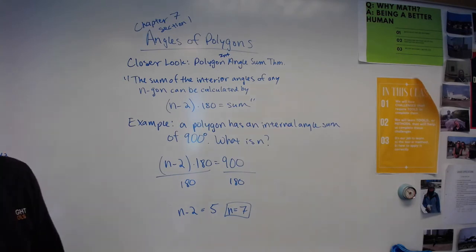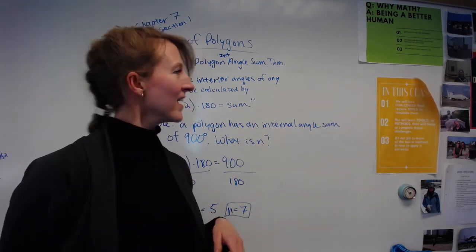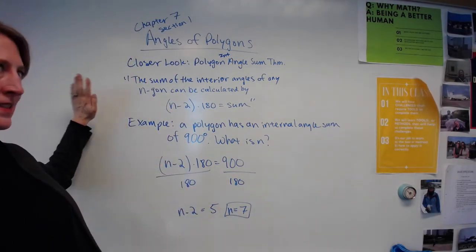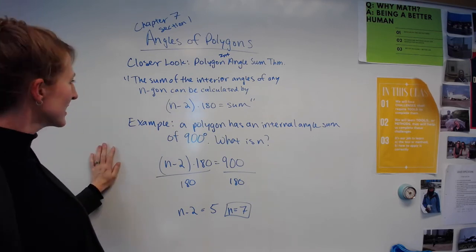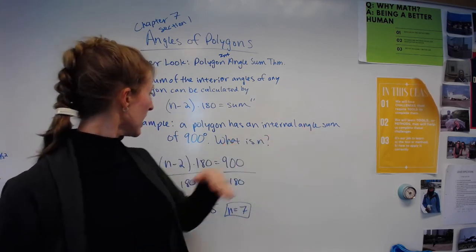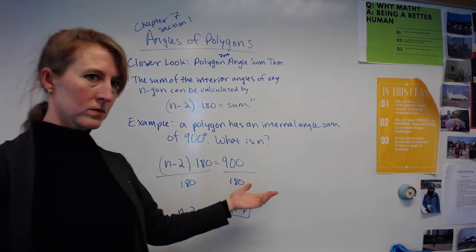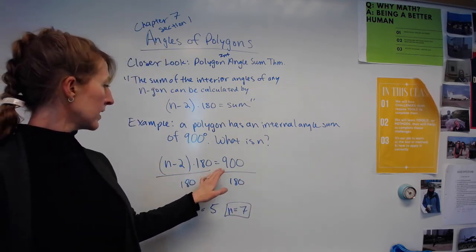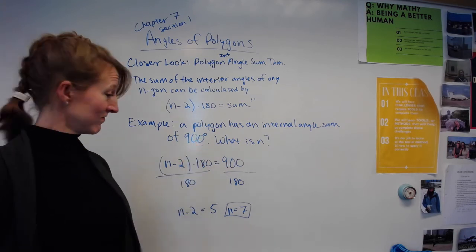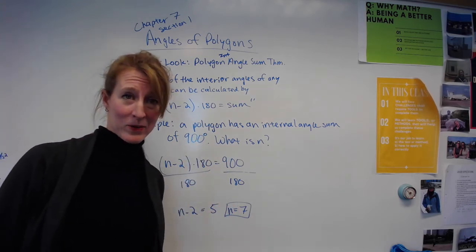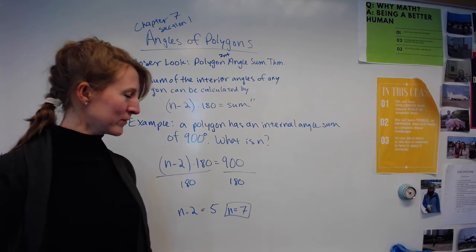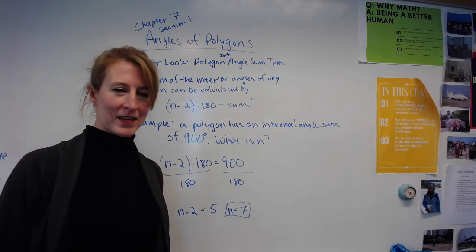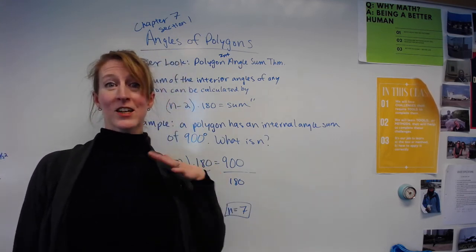Same principle, just slightly different. A polygon has an internal angle sum of 900 degrees. What is n? And here's the math. I just set n minus 2 times 180 equal to 900. Divide by 180 on both sides. n minus 2 equals 5. n equals 7.